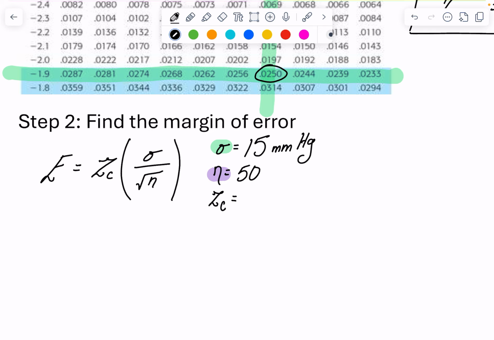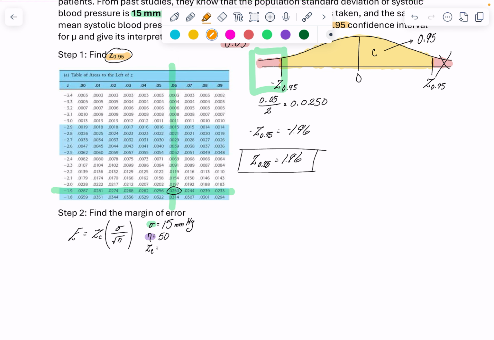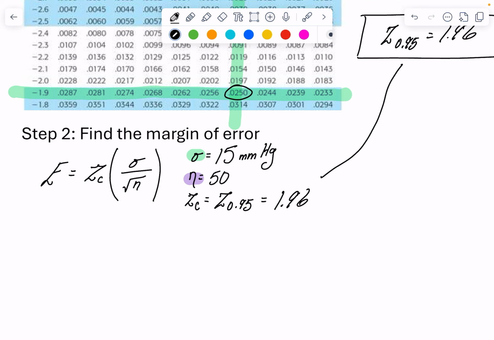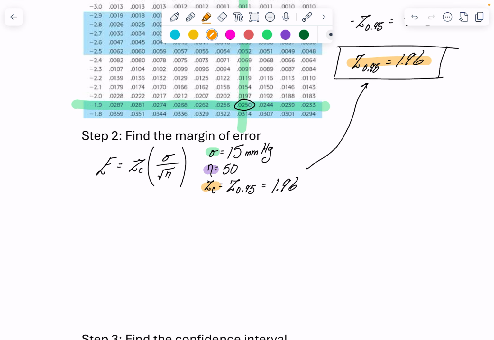Participants. And they also wanted us to find it at a 0.95 confidence interval. Let me do a different color there, actually. Let's do orange. And that was actually a part of our first step. So our z critical value is whatever the value is with 95% of the data already accounted for. And that's the number that we found above at 1.96. Okay, so we have all of our values here.